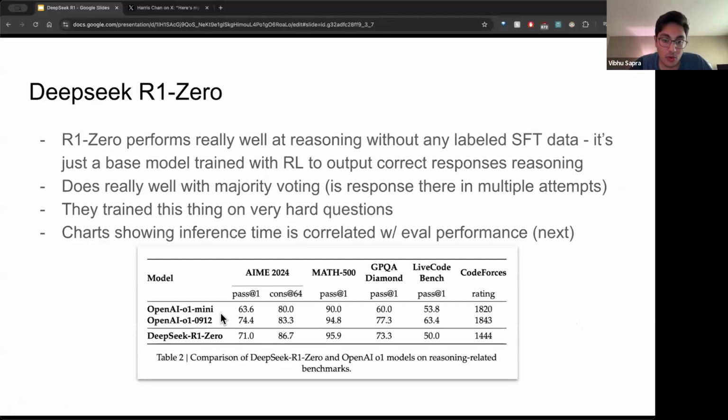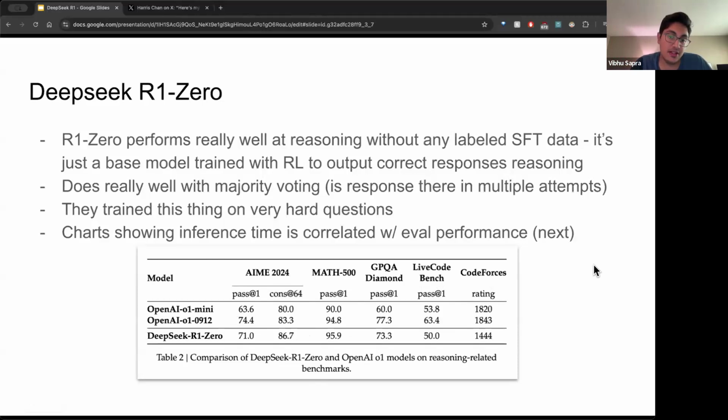If we look at it compared to O1 and O1 Mini, R10 does pretty good. On most benchmarks on math, LiveCode, Codeforces, it's up there. And when you do majority voting, where you generate a couple examples and see if the answer is in there, it does significantly better. The key thing here was they trained this on very, very hard questions, so just good quality training questions. You generate a bunch of samples, you pick the one that's the best out of a group of them, and you nudge it towards doing better there.